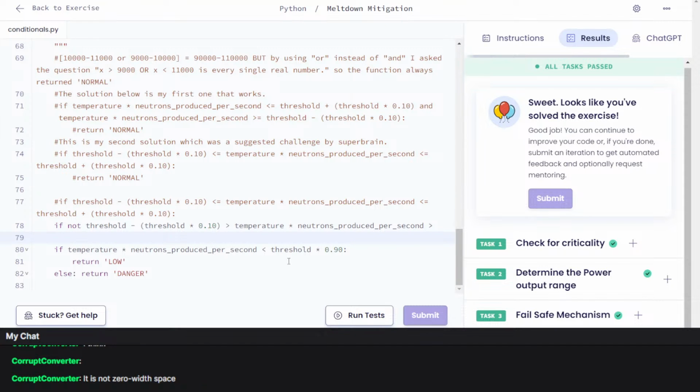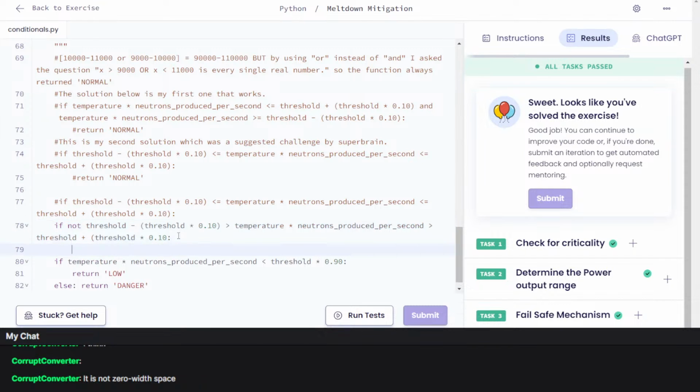Corrupt Converter says it is not zero with space. Oh yeah, it's not. It didn't copy as intended. Let me try again. Go there. Return.